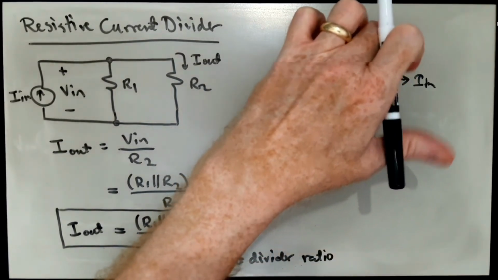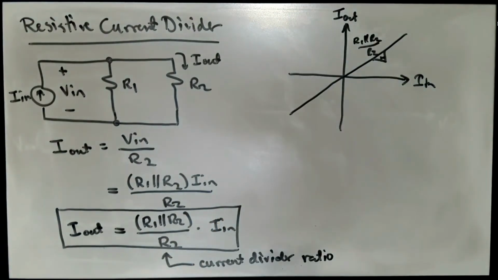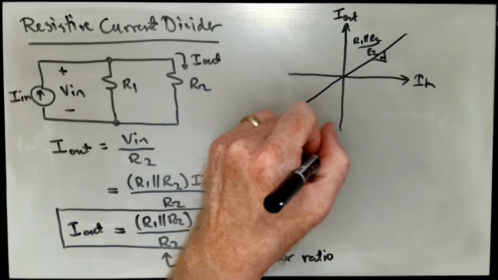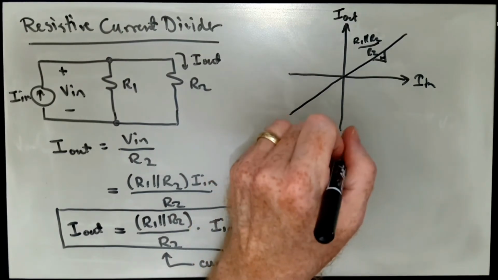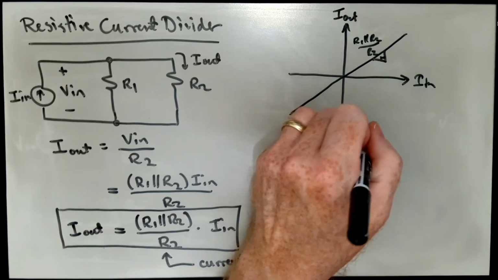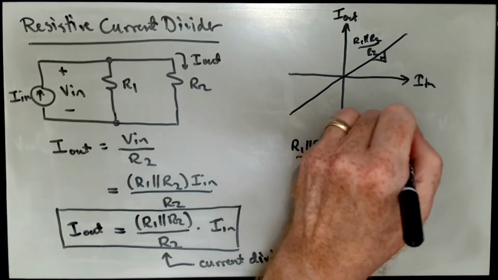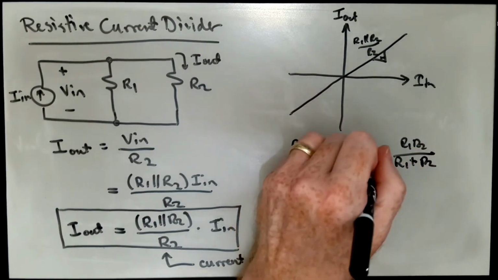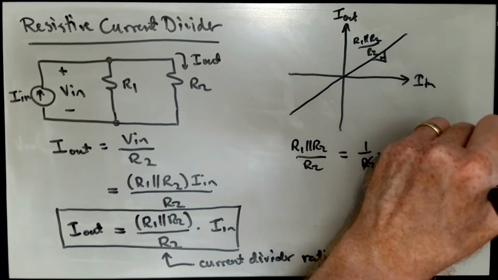There are a couple of different ways that we can express this. We can take that R1 parallel R2 over R2 and expand out the parallel combination as the product over the sum. That becomes 1 over R2 times R1 R2 over R1 plus R2, and so the R2's cancel, and that is just R1 over R1 plus R2.